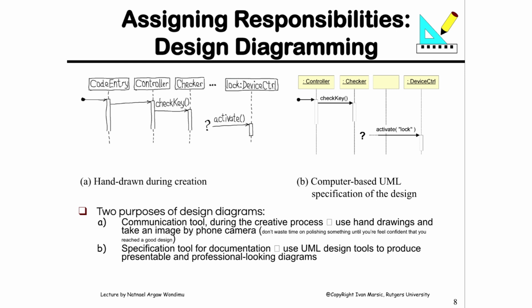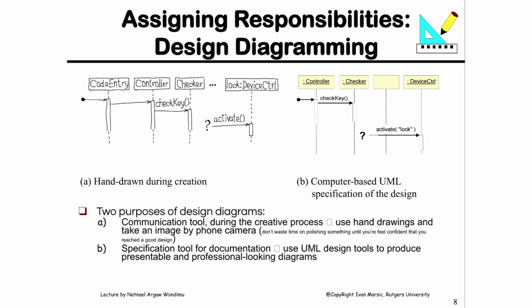So the first recommendation for any software engineer or system designer is to sketch the design, the dynamic model of the system, using easy-to-find items like pen and white paper.